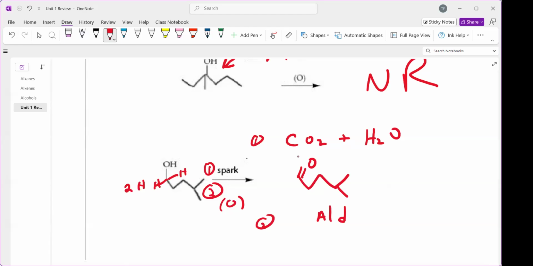That forms an alcohol. And this is where, let's put a blue dot there. And then next to that is hydrogen. If we don't isolate it, it will continue to oxidize because of that hydrogen on that carbonyl on the end.